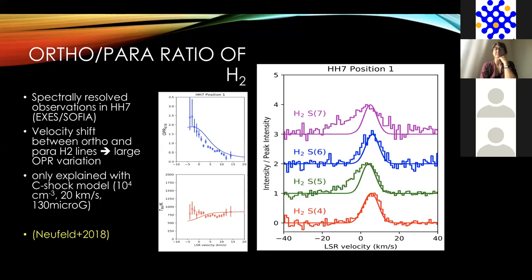Do you see the ortho-para ratio in other molecules like formaldehyde, water, ammonia, and similar velocity shifts? That's a good question. I never wondered about that. There are definitely ortho and para water lines, but I don't think we have seen shifts, and I'm not sure we would. For ortho to para water, or ammonia maybe, do we expect to see the conversion? I don't know about the conversion rates for these molecules.